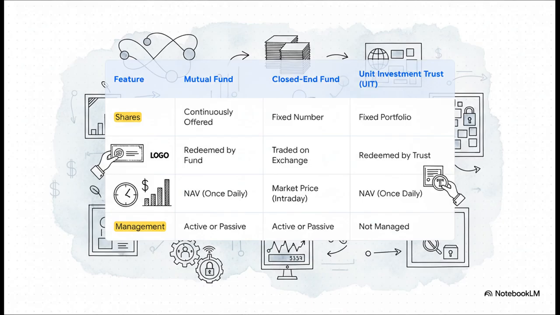Got it? Next, trading. Mutual funds and UITs are redeemed by the company, but closed-end funds trade on an exchange with other investors. Okay, pricing. Mutual funds and UITs use that once-a-day NAV, but closed-end funds have a market price that changes all day long. And finally, management. Mutual and closed-end funds can be active or passive, but a UIT is never actively managed. This table, my friends, is your key.